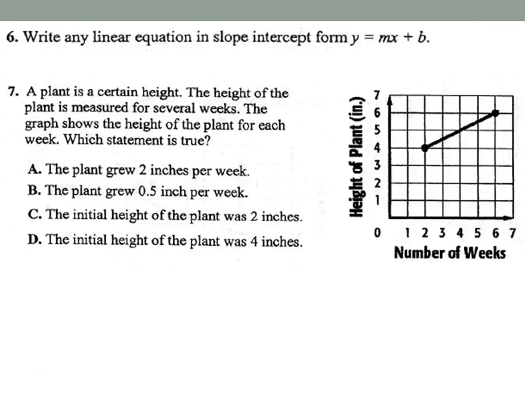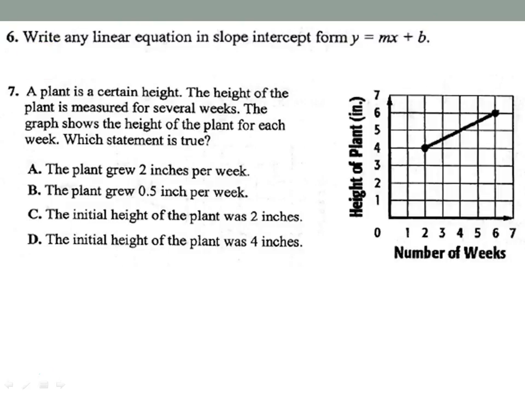All right. Let's check out number 6. Write any linear equation in slope-intercept form, y equals mx plus b. Guys, just put any number in for m and any number in for b. Like y equals 2x plus 5, y equals 3/8 x minus 12, y is equal to 0.314x minus 18. Anything at all. Sweet. Done with 6.